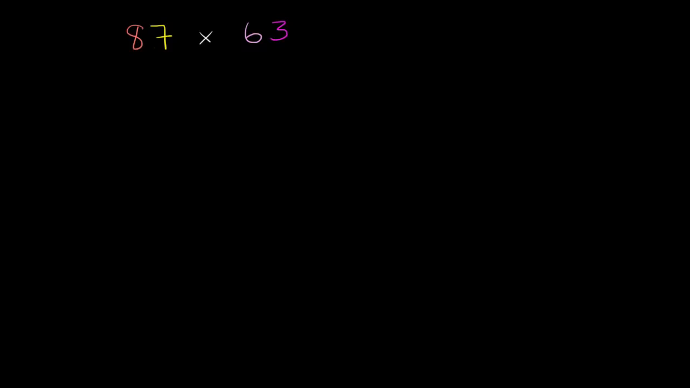In this video, I'm going to multiply 87 times 63, but I'm not going to do it just by using some process, by just showing you some steps. Instead, we're just going to use the distributive property to actually try to calculate this thing.